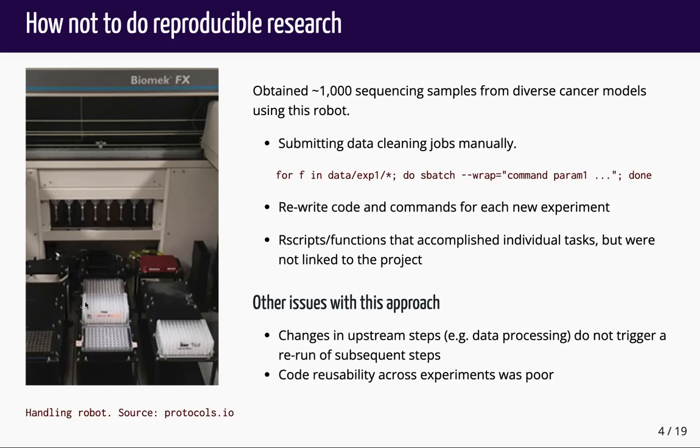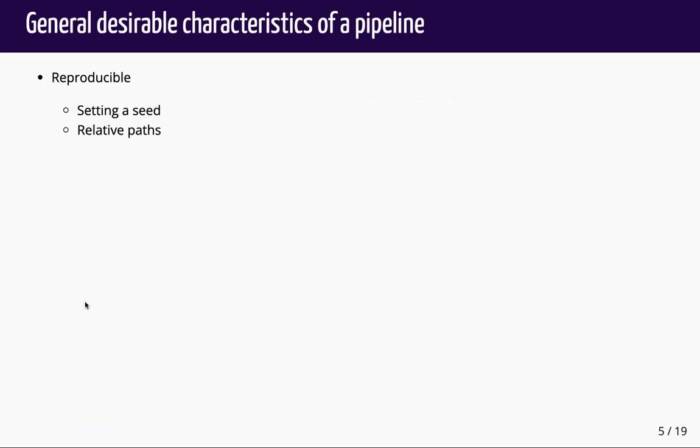So if you think a little bit about what we would like a pipeline to be like, the first thing is probably reproducible, and we can talk a lot about this. In fact, we have a whole 3-day conference about it. But what this means in practice for me is to set a seed whenever randomness is involved, and also to use relative file paths.